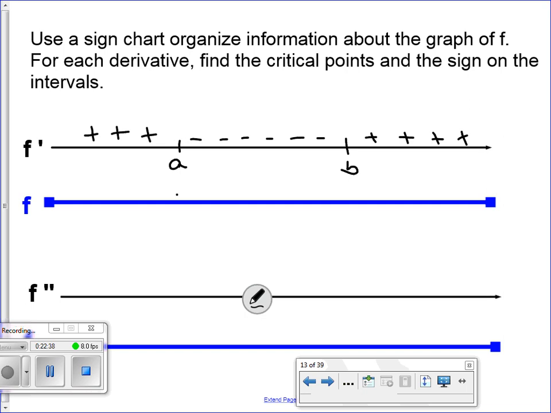Now what I want you guys to do is interpret that. Tell me what that tells you about the function. This is your first derivative sign chart. How about this first interval? Increasing. How about the second interval? Decreasing. And the last interval? So not only do you now know from your first derivative sign chart where your function is increasing and decreasing, what's going on at x equals a?